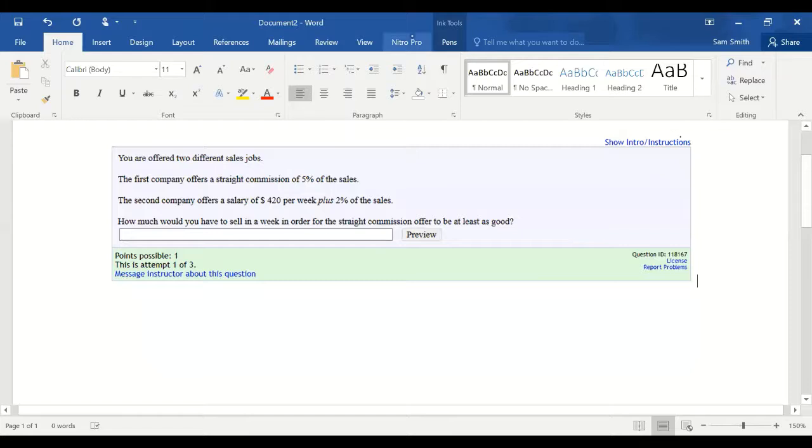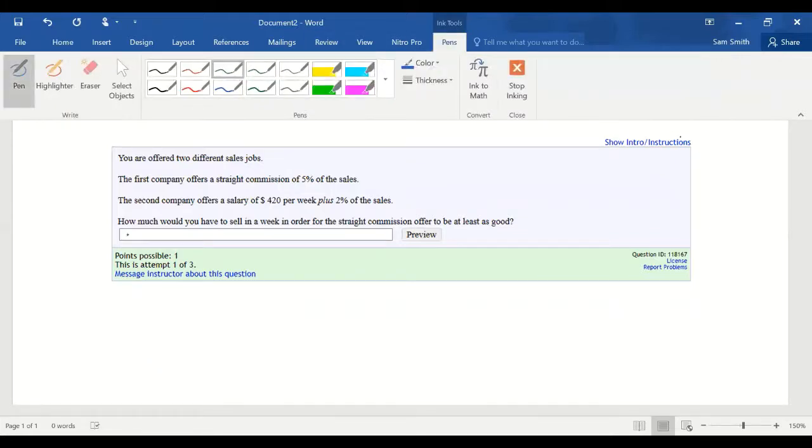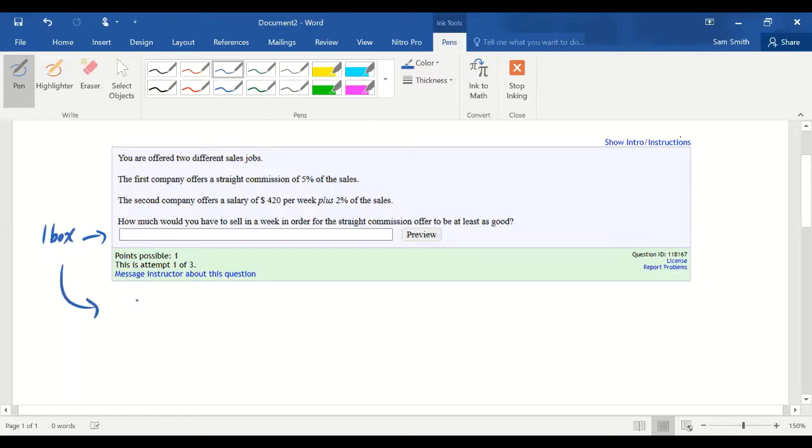Now, this question only has a single answer box, one box. And that's my hint that I am only going to be looking for one quantity, and therefore I will only need one variable. And since I only need one variable, I can expect that I will need to set up only one equation to solve for that one variable to fill in that one answer box.